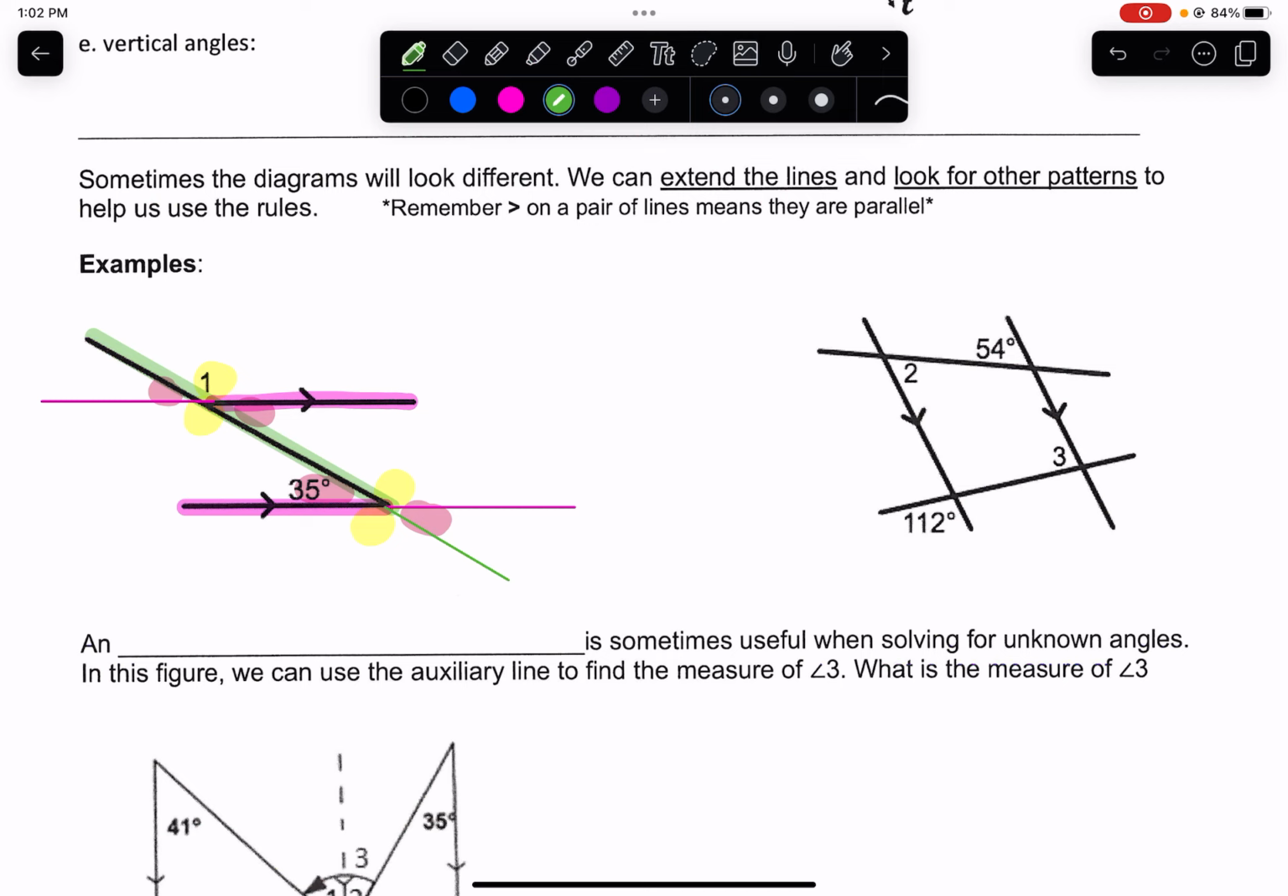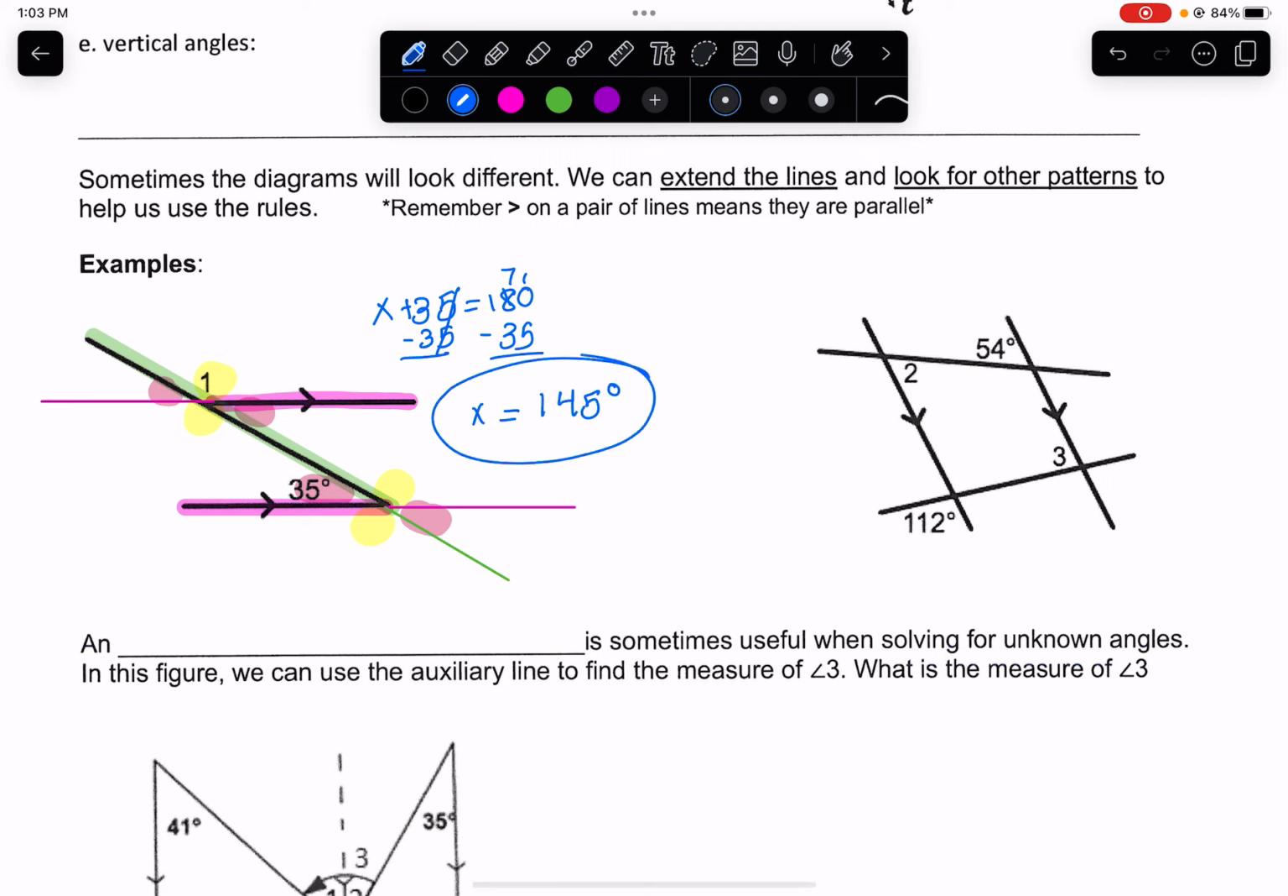And I can see that these two angles that I'm given are different colors, so I know that they are supplementary. So I know that x plus 35 is equal to 180. Subtract 35 to get x is equal to 145 degrees.